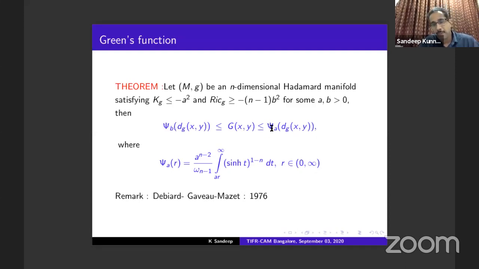After proving this theorem, we noticed that this part, that is the upper bound, was already known way back in 1976 due to these people, and they used a probabilistic way to calculate the heat kernel and integrate over the time variable to get this estimate. However, we prove this theorem using a comparison theorem, using a more PDE or potential theory approach.